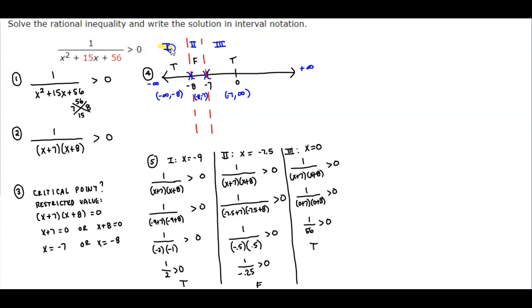So where is it true? It's true in region number 1 using that interval, and it's true in region number 3 using that interval. And so therefore our answer is the following interval: negative infinity to negative 8, parenthesis, union, negative 7 to infinity.